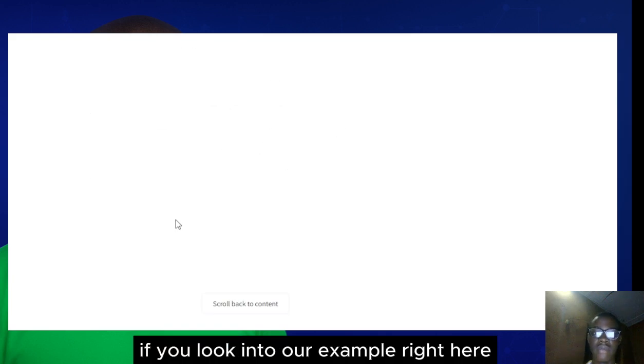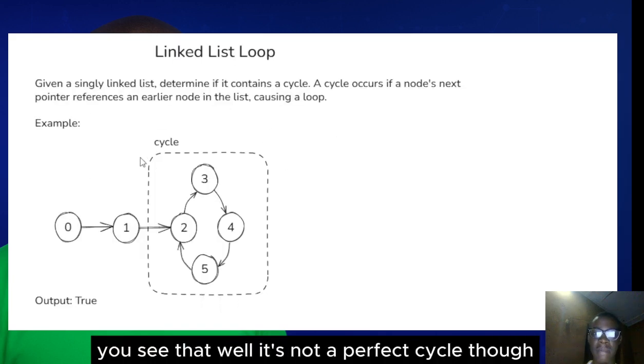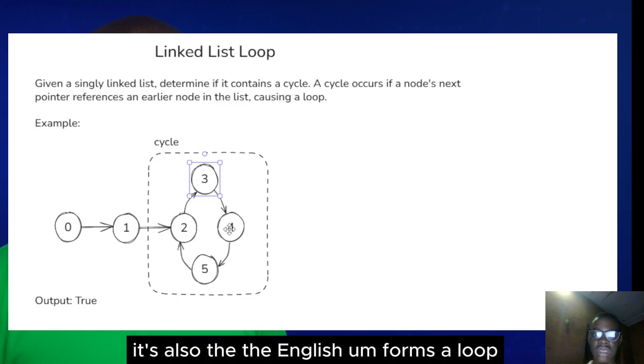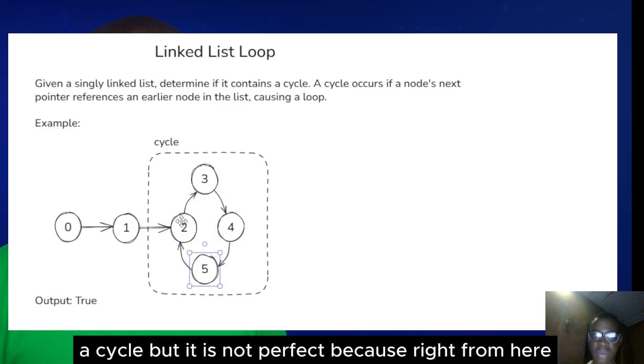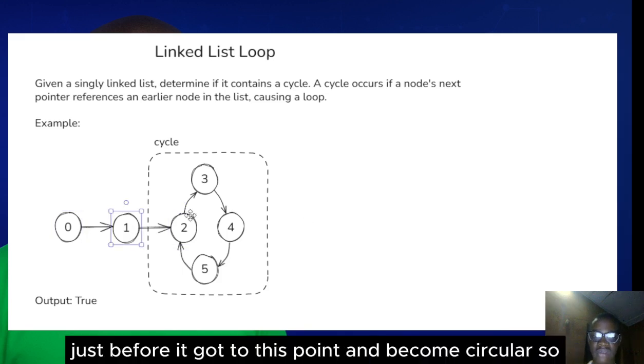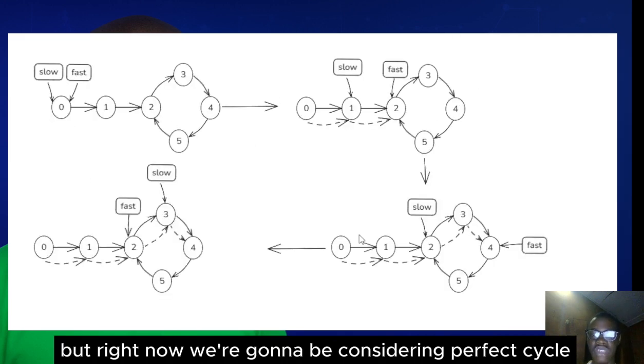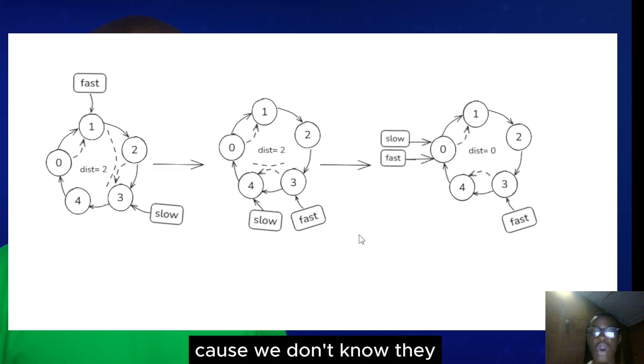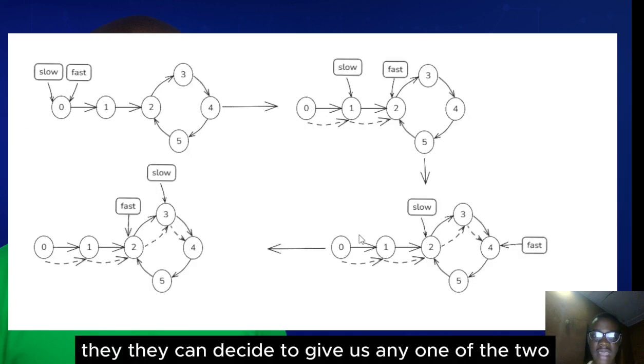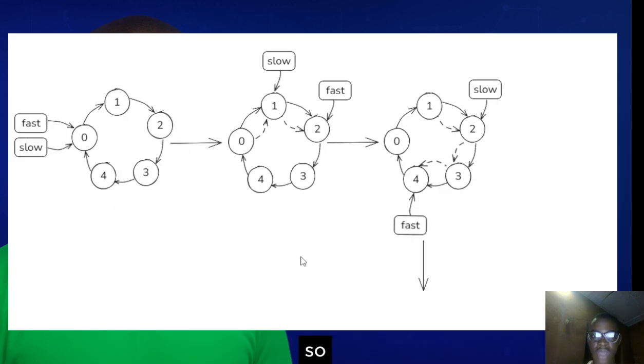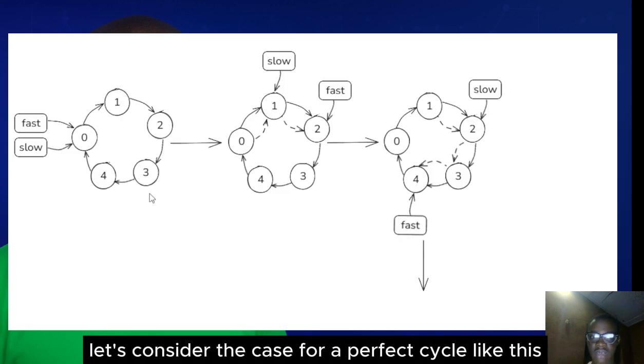If you look into our example right here, you see that it is not a perfect cycle, though the linked list also forms a loop, a cycle. But it is not perfect because right from here it was linear just before it got to this point and became circular. But right now we are going to be considering a perfect cycle because we don't know. They can decide to give us any one of the 2. So let's consider the case for a perfect cycle like this.